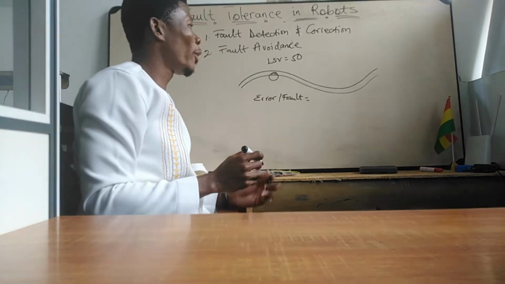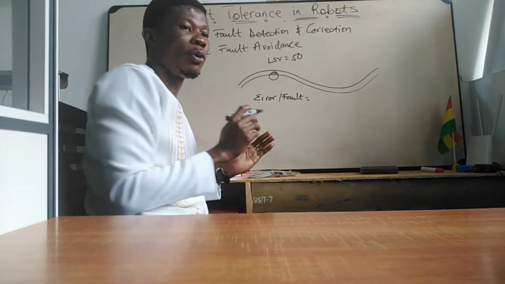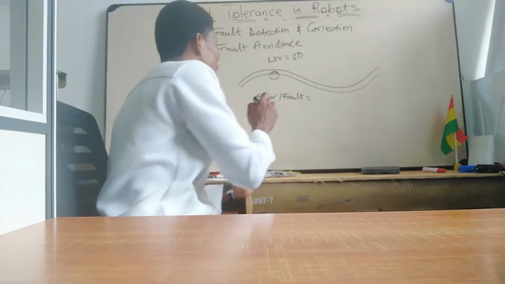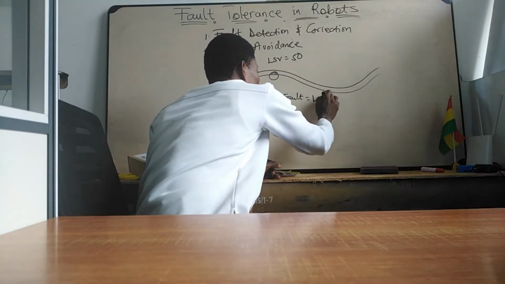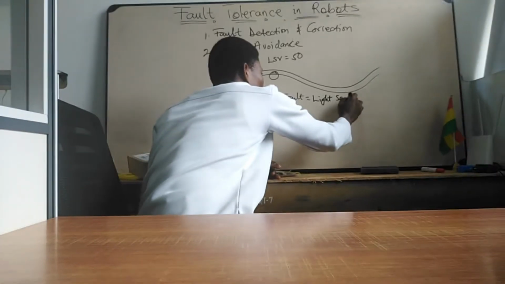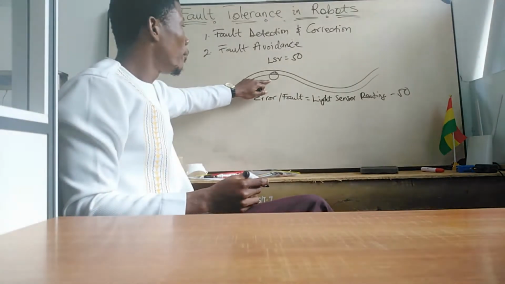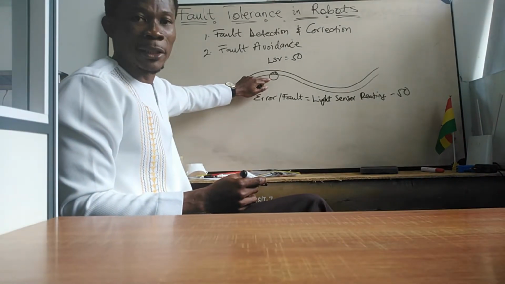And that can be calculated from a simple equation that we will build into our system. For fault detection, our fault detection equation will be the light sensor reading minus 50, where 50 is the expected value when the system is in the desired position.